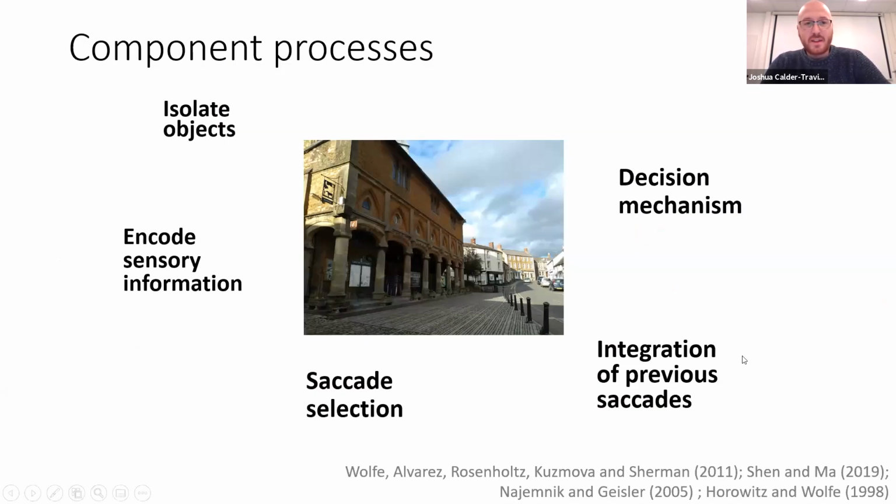So we've seen that in naturalistic visual search, there's a whole range of processes: isolating objects, encoding sensory information, selecting saccades, and the decision mechanism. We've just studied one or two of those processes, and we've focused down on them. So I think the conclusion is that we can only understand a part of what makes up naturalistic visual search.